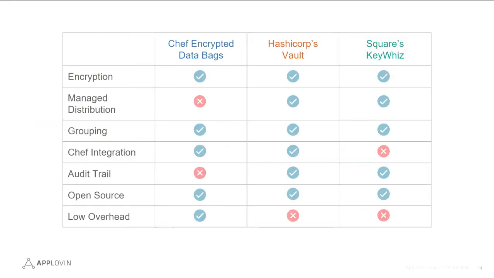So a brief overview of the options that we have, minus the Chef node attributes and plain text. You'd have encryption for all of them, managed distribution only available for HashiCorp Vault and Square's Keywhiz. You have grouping for all of them. There's Chef integration for encrypted data bags and HashiCorp Vault, audit trails for HashiCorp Vault and Square's Keywhiz. But what we're trying to optimize is the overhead.